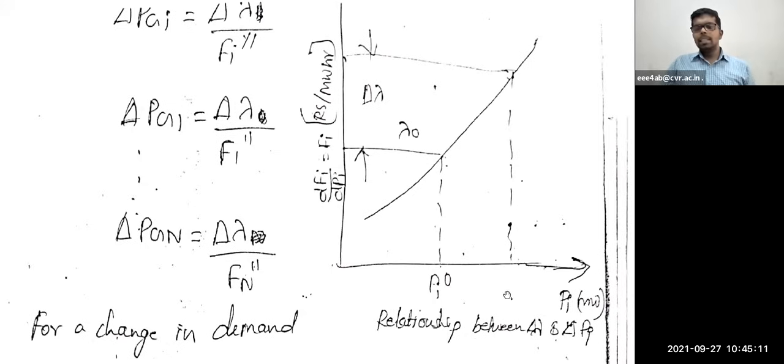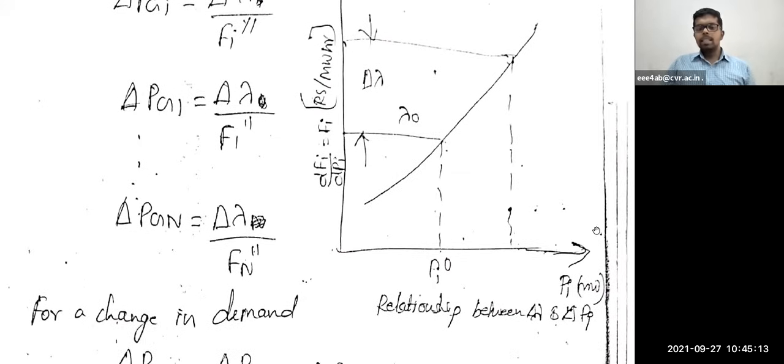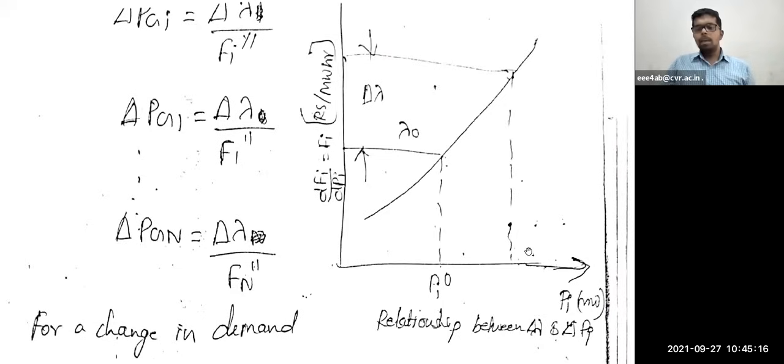If you see the characteristics, that is the relationship between del lambda and del PGi. This is the fuel cost. If that is lambda, and on this axis we are taking PGi, the power generation. So initially, you already know this characteristic with the change in the fuel cost.